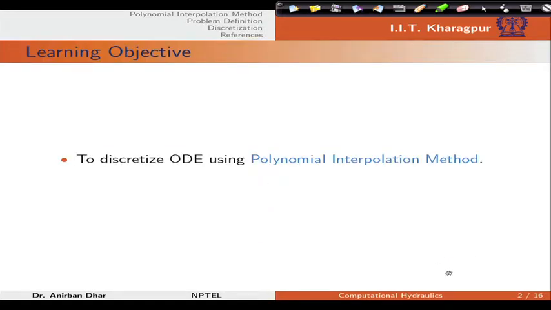Learning objective of this particular unit: at the end of this unit, students will be able to discretize ordinary differential equation using polynomial interpolation method.